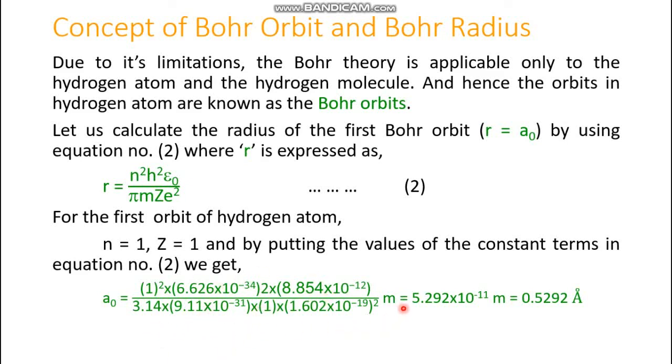The value is 5.292 into 10 to the power minus 11 meter. That is, it is 0.5292 into 10 to the minus 10 meter. That means 1 angstrom equals 10 to the minus 10 meter. So if you eliminate this 10 to the minus 10, then this meter would be converted into angstrom. So the radius of the first Bohr orbit is 0.5292 angstrom. Sometimes it is also approximated as 0.53. So this is the radius of the first Bohr orbit. You have to memorize this value because it will be utilized in some cases in future. This is known as the Bohr radius.